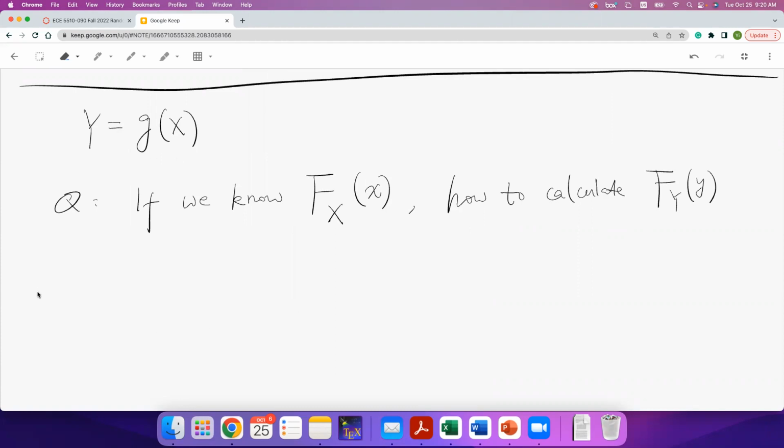Now, the way to do this is to basically follow the basic definition of CDF. This is the only way to compute the CDF.